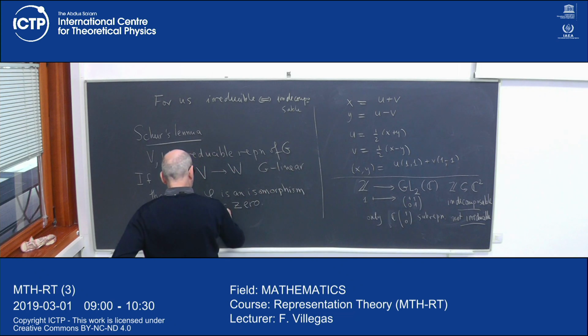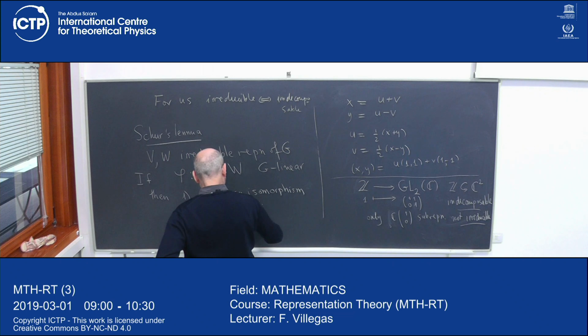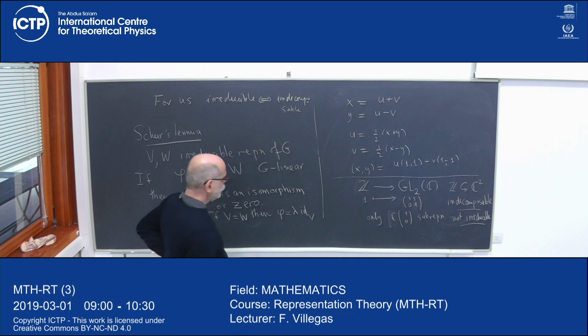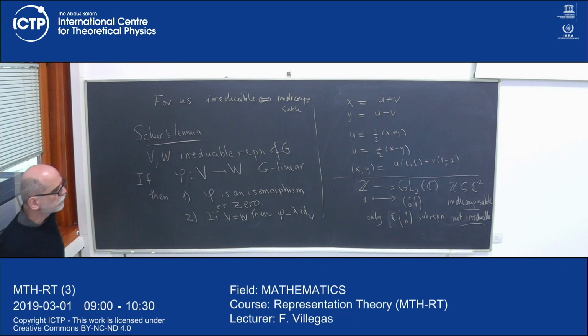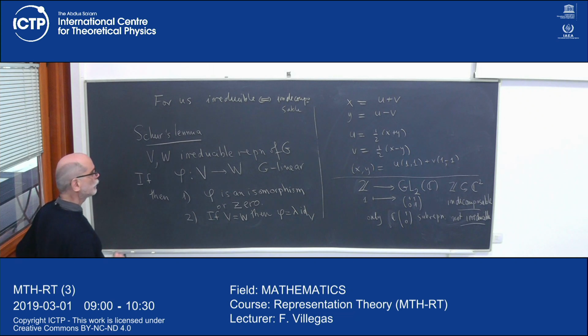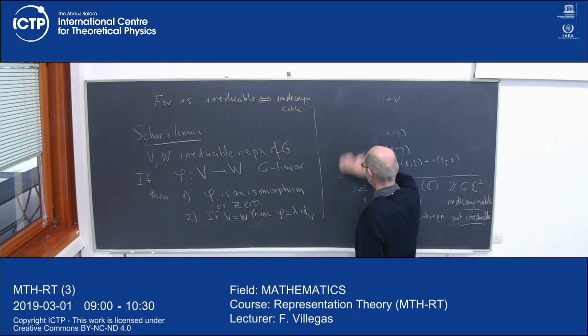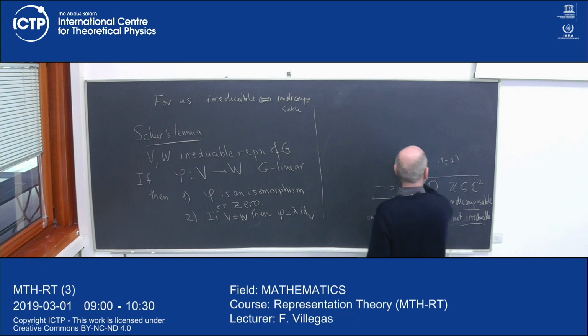And a second, more precise point: if V is equal to W, then phi is actually a scalar. If the scalar is non-zero, this is an isomorphism. If the scalar is zero, it's a zero map. It looks fairly innocuous, but as I said, it's extremely useful and ubiquitous.